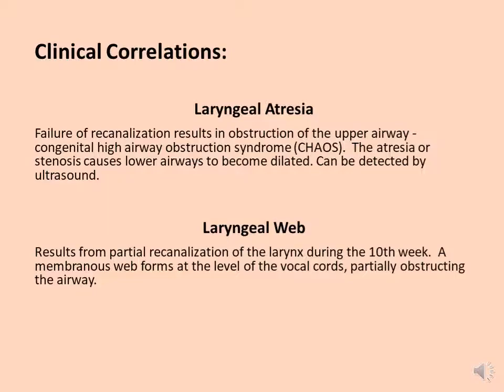So, the congenital anomalies of larynx. Laryngeal atresia is the failure of recanalization of larynx, and it results in obstruction of the airways, and it can be detected by ultrasound. Another condition which can be seen is the laryngeal web. It is because of partial recanalization of the larynx during 10th week. A web is formed at the level of vocal cords and this partially obstructs the airway.